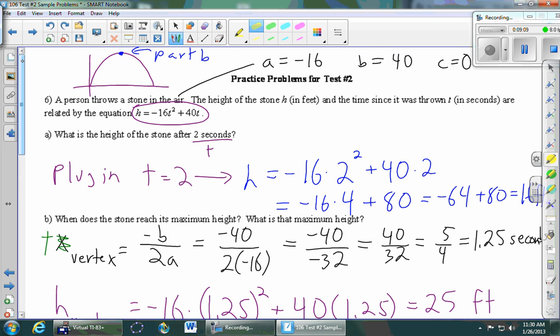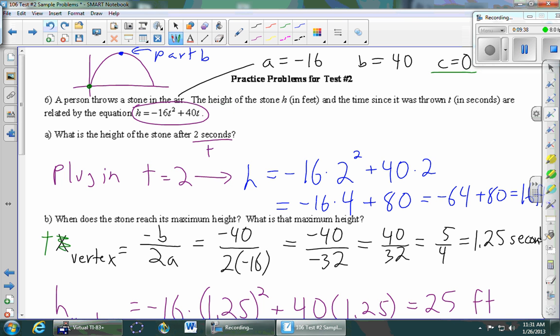I drew this picture of my parabola up here at the top. It was a very rough sketch, but I actually knew that the stone started on the ground because the c was equal to 0. Right? If this was a +7, then that means the stone is up here at 7 at time 0, and then it would go up, and then it would come down, and it would hit somewhere out there. But I knew that this stone started on the ground because the constant, the c, was equal to 0.